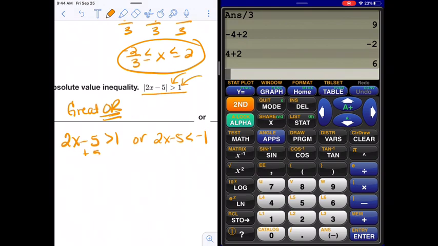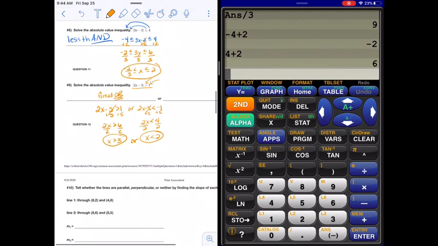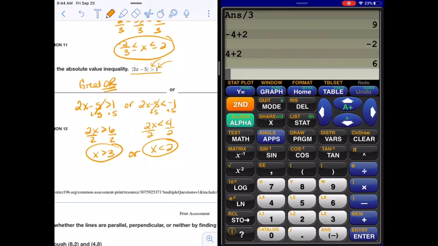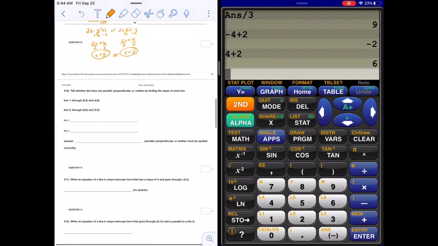Go ahead and solve. I'm going to add 5 to both sides. 2x is greater than 6. Divide by 2. X is greater than 3. Or add your 5. So you get 2x is less than 4. Divide by 2. And I get x is less than 2. All right, let's move on. I'm going to do number 10, and then we will continue in the next video.